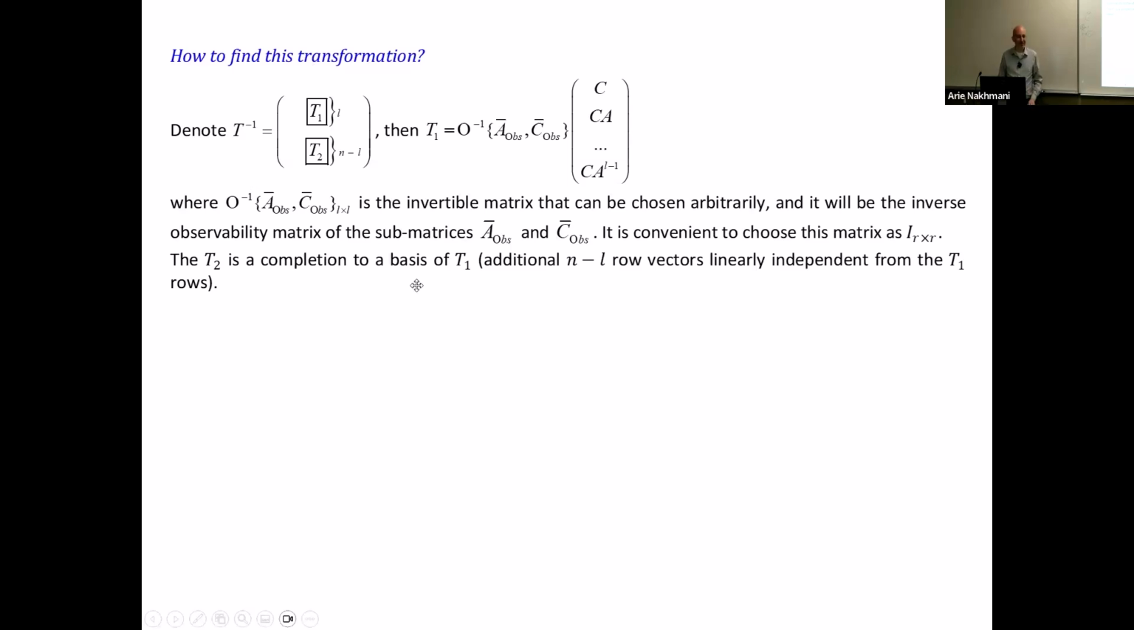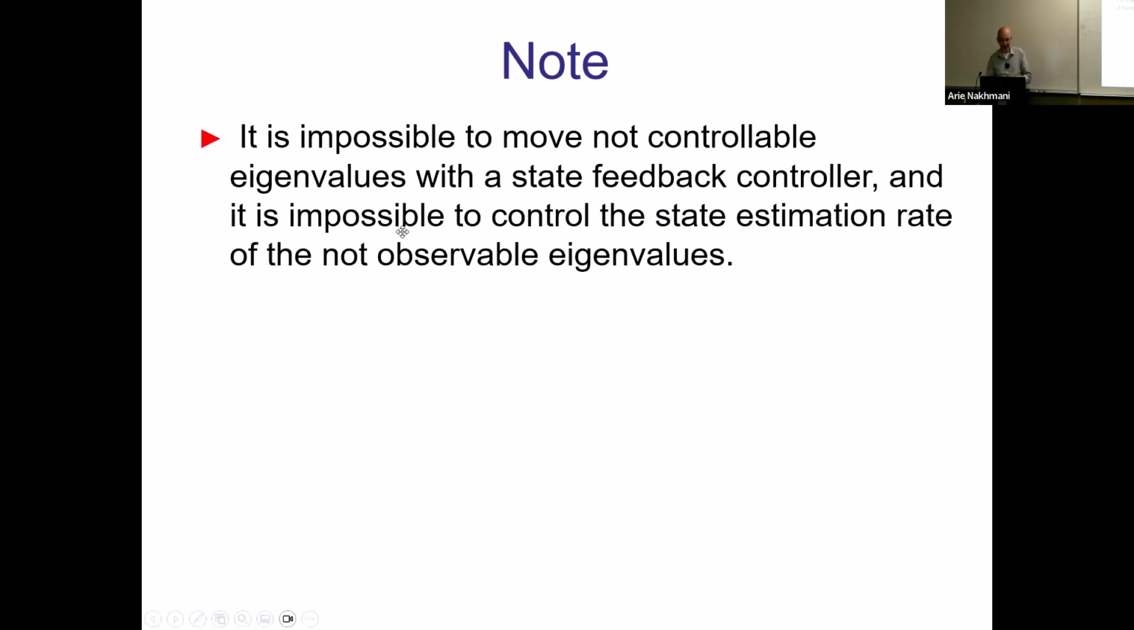Questions? That's very similar. Before, you took all of the columns of the controllability matrix and complemented that with independent rows to get it n by n. And here you're taking rows of the observability matrix and then complementing it to get an n by n matrix. That's it.